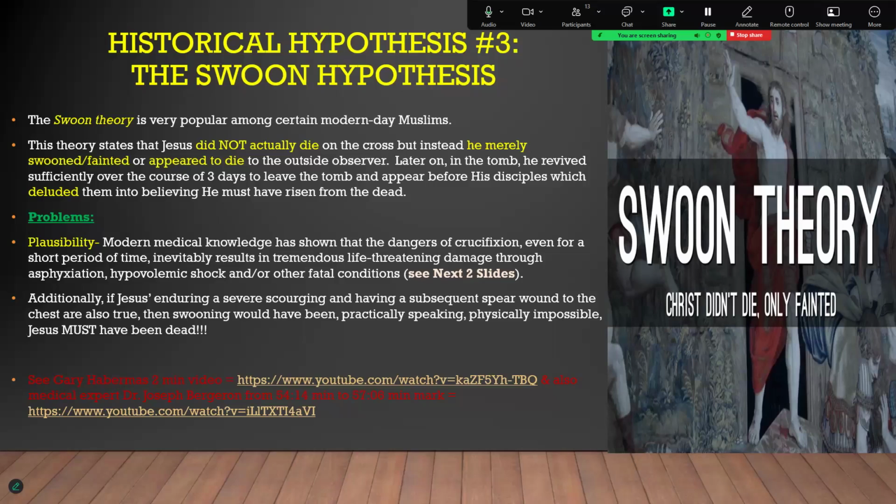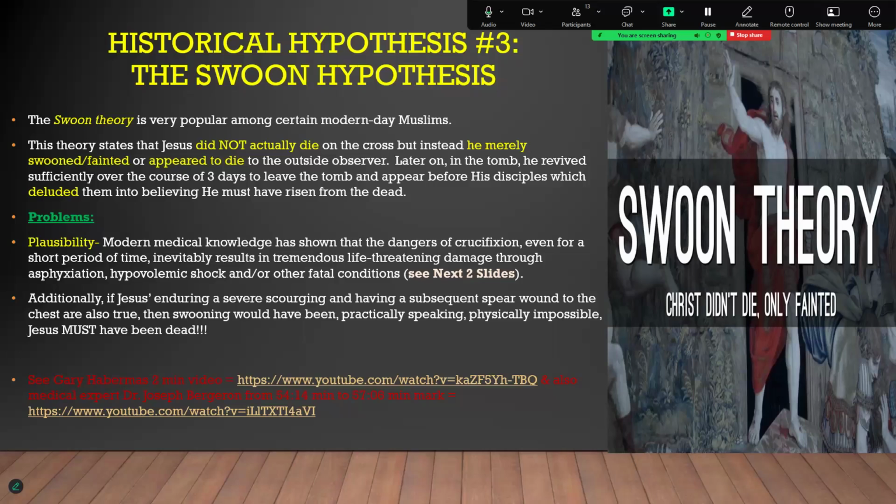And again, that's a popular theory by a lot of Muslims, such as Ahmadiyya Muslims, and I think Sufi Muslims as well. So what are some of the problems? Well, in terms of the plausibility, our background evidence shows this to be highly implausible based on modern medical knowledge. So our modern medical knowledge basically shows us the immense dangers of crucifixion.